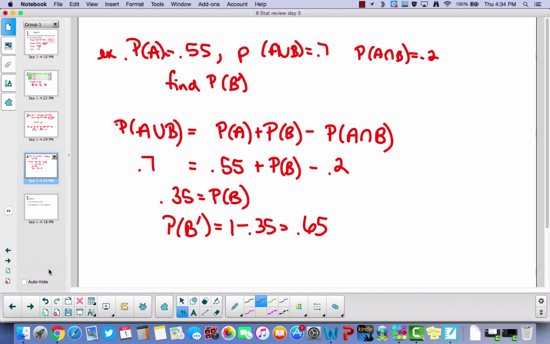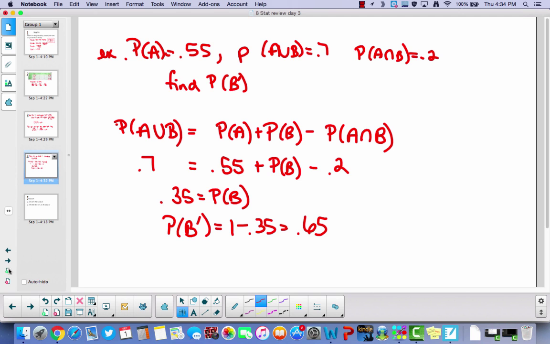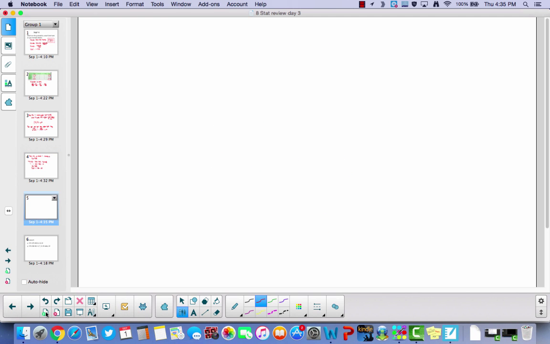Okay. Let's try another example. Let's see if I can get a screen in here. Okay. All right, so this example, another one with the probability rules.